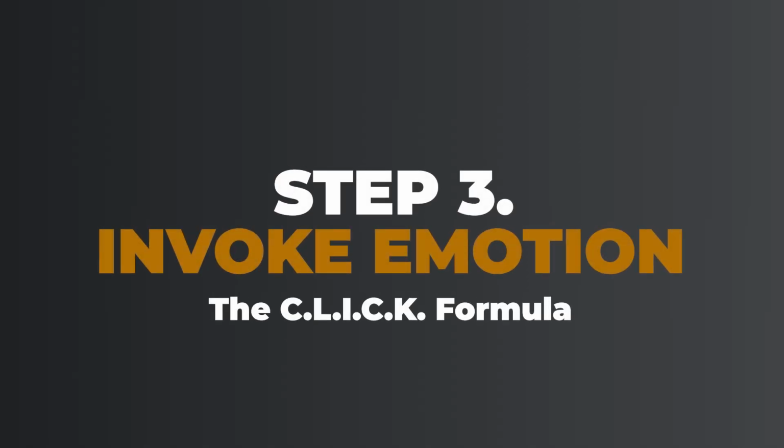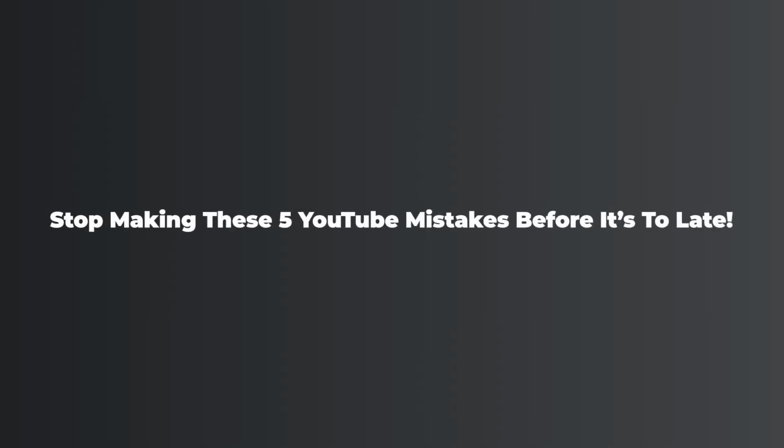Step 3, invoke emotion. Now, let's talk emotion. People click on videos because they feel something: curiosity, excitement, or even the fear of missing out. So use emotional triggers like urgency, benefits, and challenges. A great example of this is, stop making these 5 YouTube mistakes before it's too late. This title evokes fear in the viewer. Are they making a mistake? What happens if they don't fix the problem?